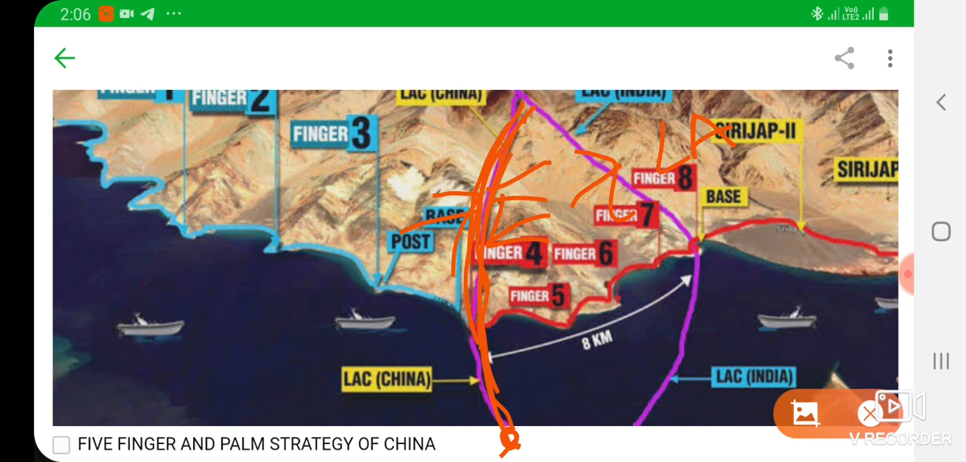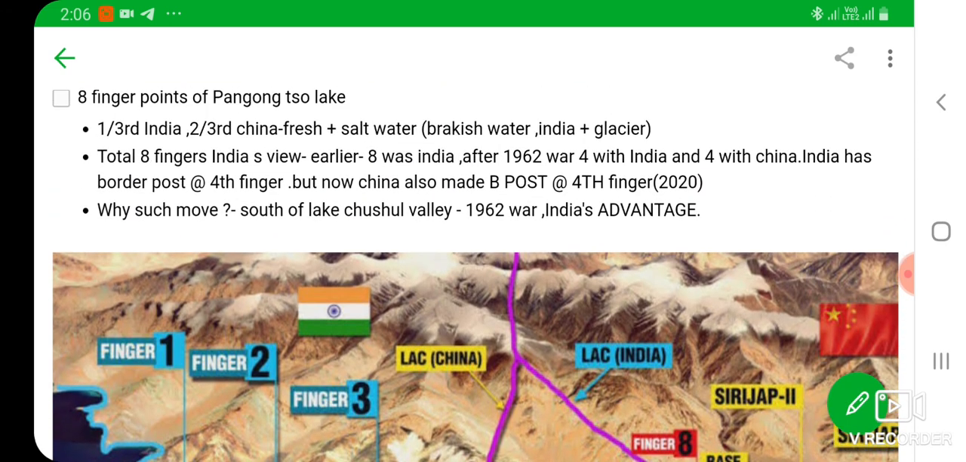So this much is about the eight finger policy of Pangong Tso Lake. We are very vigilant in this area and we are protecting it, because if we increase our vigilance, we will be able to protect all this area from this Chinese aggression. So that's all about the eight finger points of Pangong Tso Lake. Thank you.